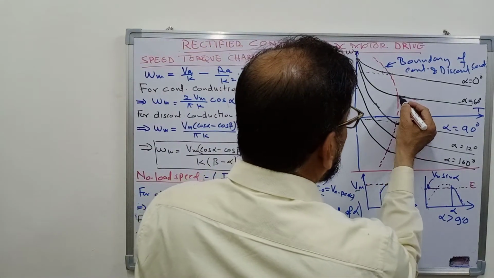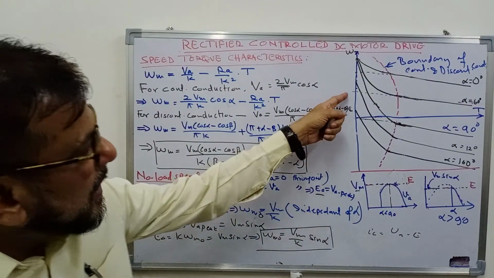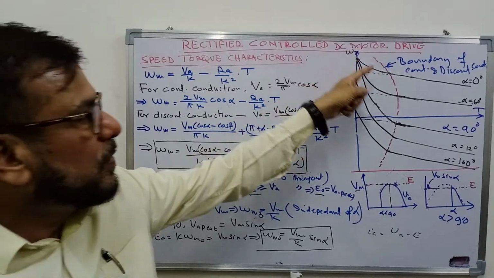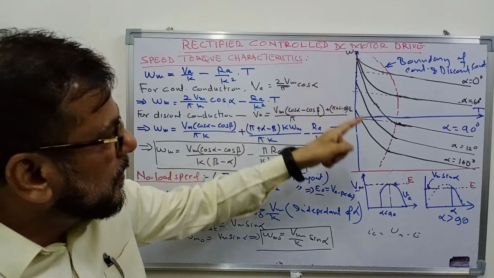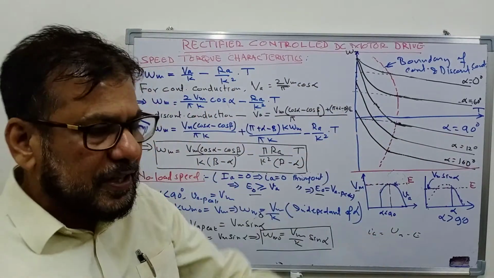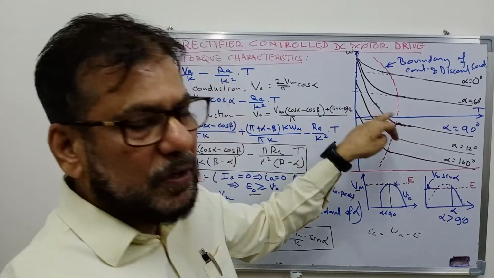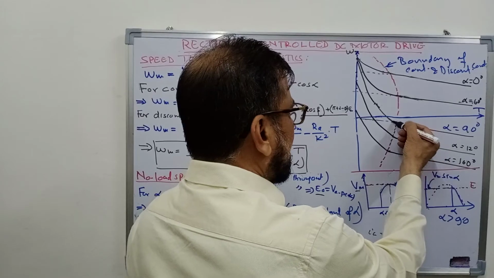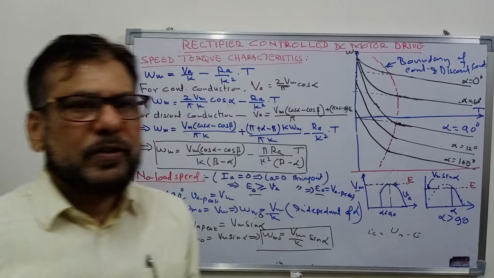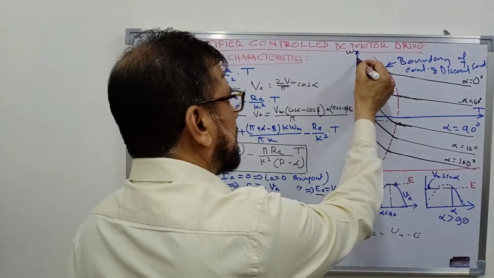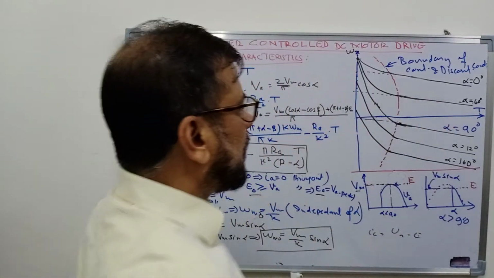For alpha 60 degrees, if this were continuous conduction, you would have got this no load speed, but the no load speed has to remain the same as it was for alpha equal to 0. So it will be more non-linear and the no load speed will be the same as before. Similarly for alpha 90 degrees, the no load speed in the case of continuous conduction would have been 0, but because of discontinuity here, the speed will change more rapidly and become equal to 0 for 0 torque. So it will be equal to this no load speed for 0 torque. So these are the characteristics for the non-linear case.